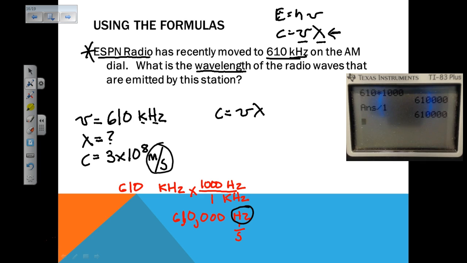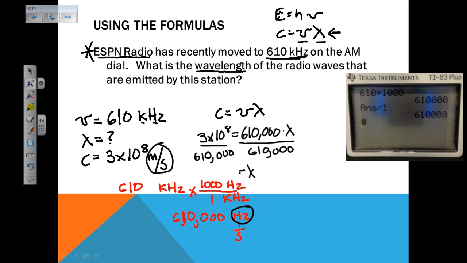Now we can just, what I call, plug and chug. We're going to go 3 times 10 to the 8th equals frequency, which is 610,000, times lambda. To solve for wavelength, we have to get wavelength alone, so we're going to divide both sides by 610,000. Now it may be insulting some of your intelligences, but you never know. Some people may need to see that you have to divide both sides. So when you do that, you get lambda equals.